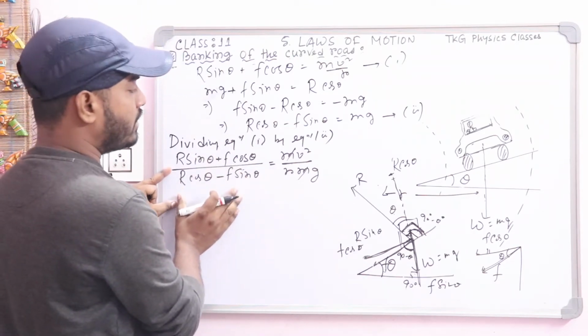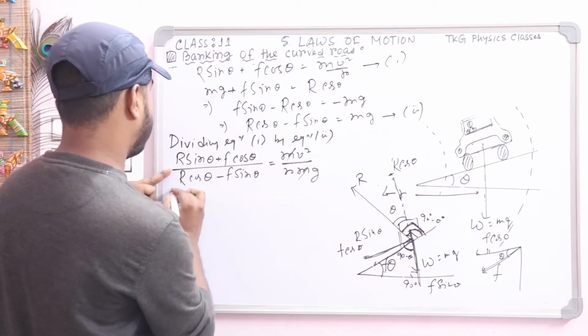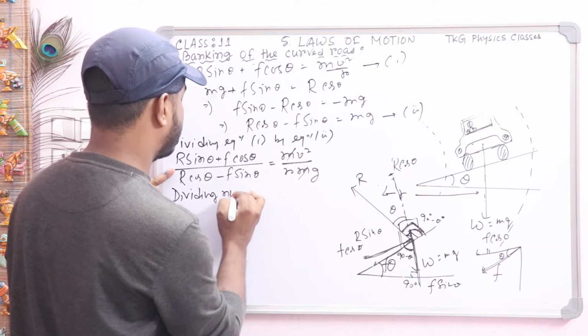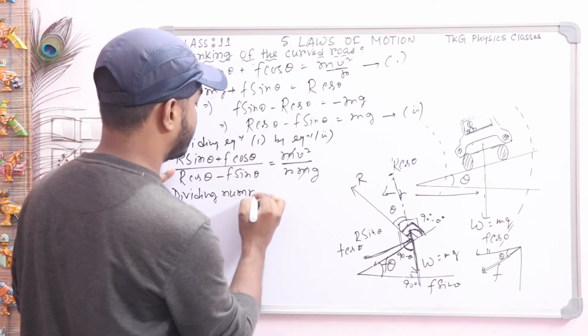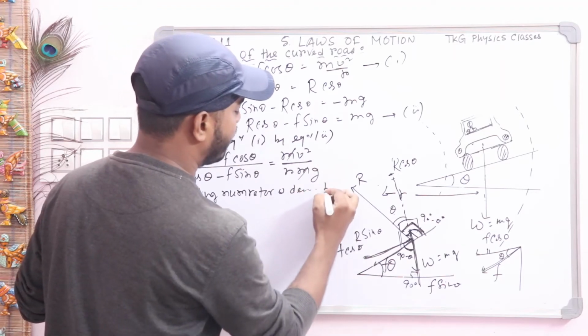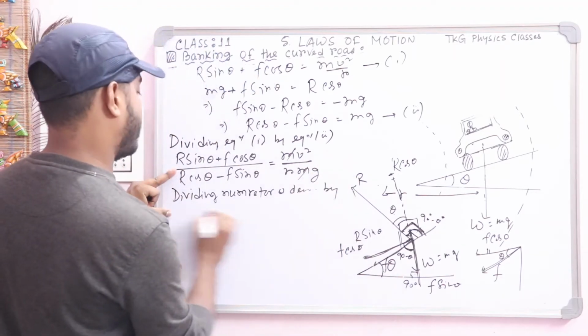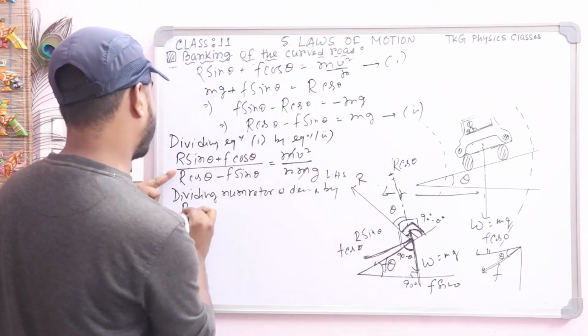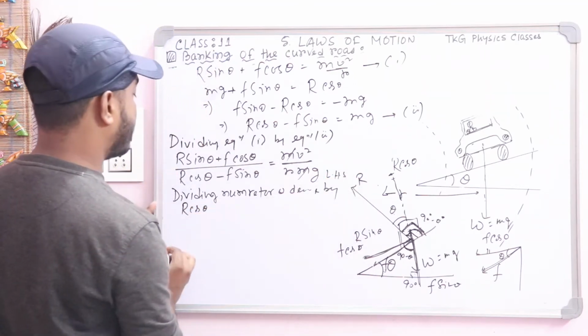Now you do one thing here: divide the numerator and denominator of the left hand side by R cos theta. So what can we write?